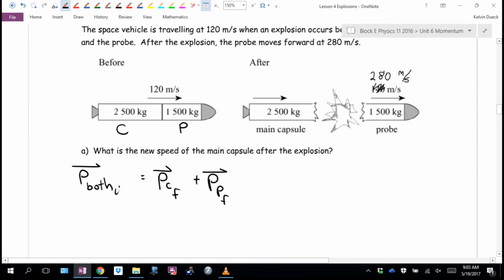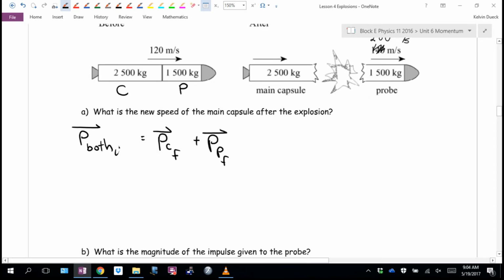By the way, what happened to the speed of the probe? Look at the before, look at the after. Did the speed of the probe increase or decrease? Increase. I'm going to ask you the same question, just phrased differently. What happened to the momentum of the probe? Did it increase or decrease? So what must have happened to the momentum of the capsule? So what must have happened to the speed of the capsule? I already know the answer for the capsule is going to be less than 120. Right? Got a bit of a built-in error check by understanding the physics there.